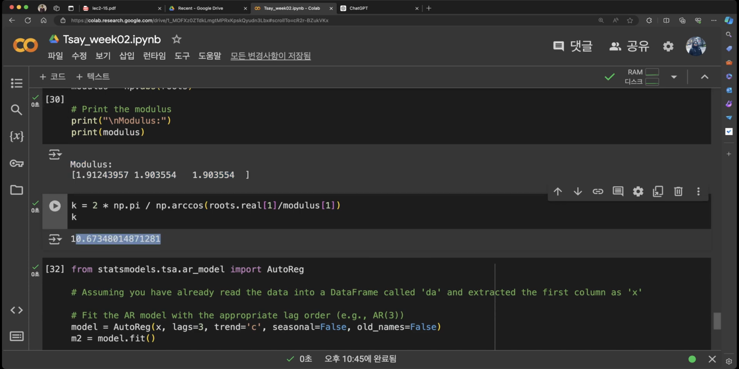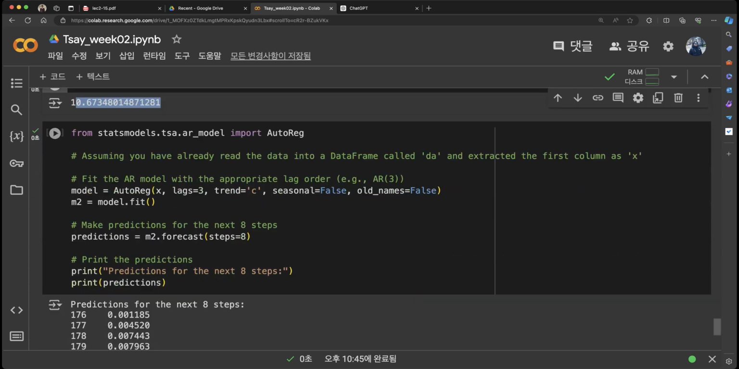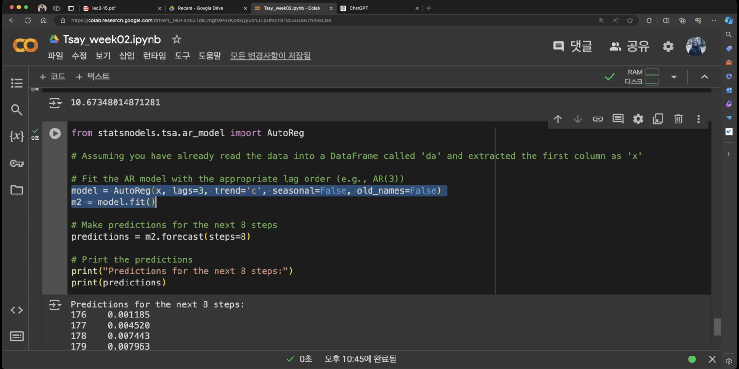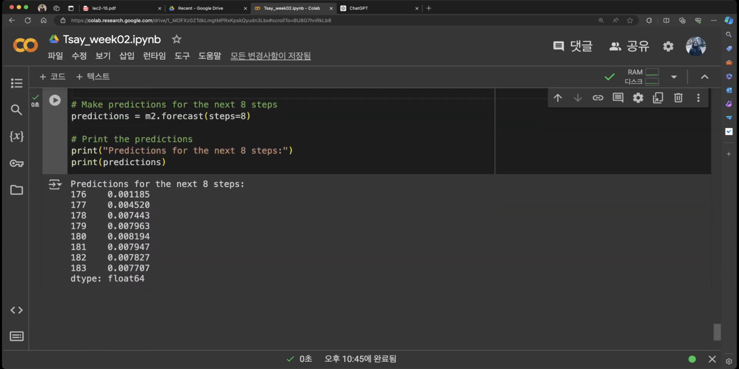How about the half-life? This is the formula. And then we are going to generate predictions. The model is the same one, and the prediction is M2. Based on this one, we forecast for 8 steps. This is the prediction value. Okay, so let's move to the next example.